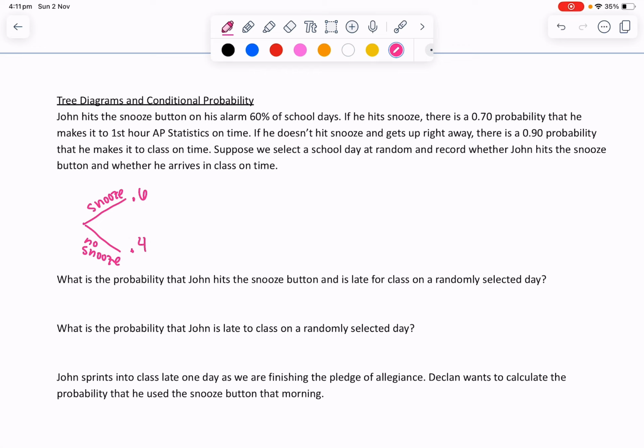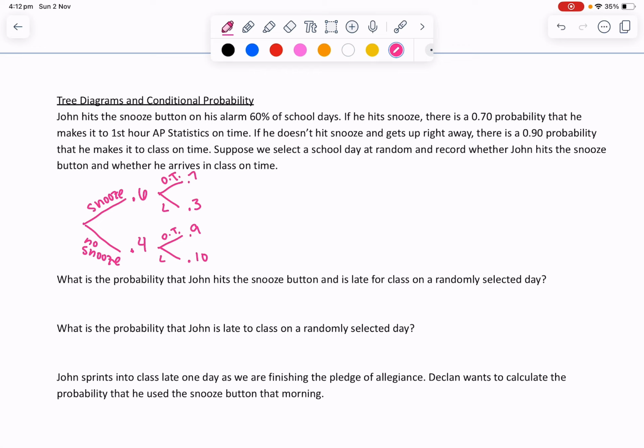If he hits snooze, there is a 70% probability he makes it to first hour AP Stat on time. I'm going to put OT for on time, and then I'll just put L for late. 70%, not great. If he doesn't hit snooze and gets up right away, there is a 0.9 probability he makes it to class on time. Much better. But he's still going to be late 10% of the time.